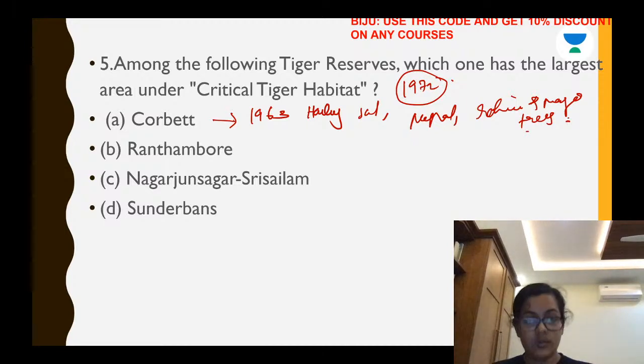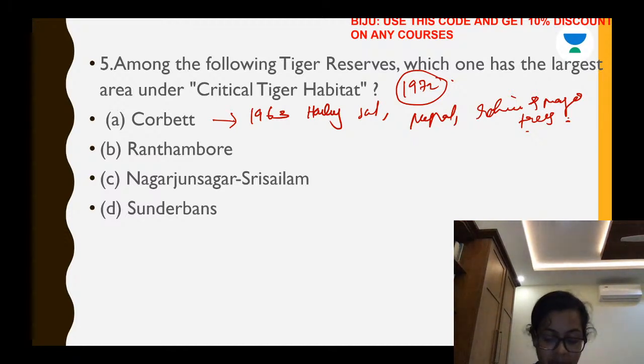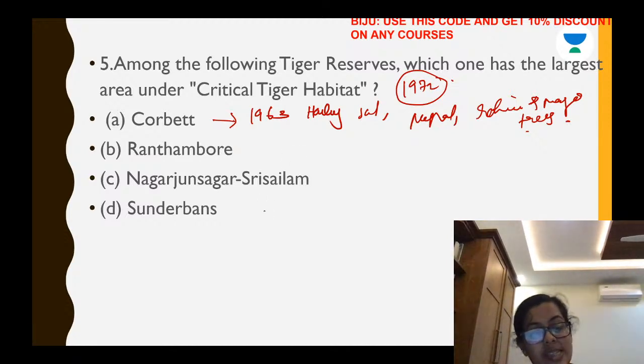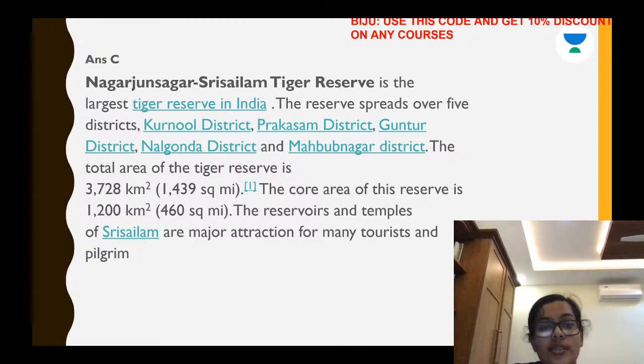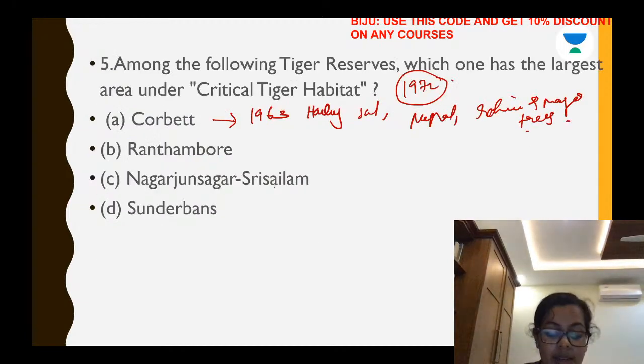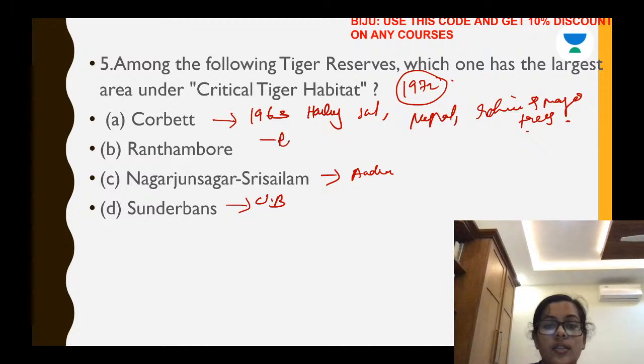What is Ranthambore? Where is Ranthambore National Park located? Ranthambore National Park is in Rajasthan. Where is Nagarjuna Sagar Srisailam? We already went through it. This is in Kurnool district, Guntur, Andhra Pradesh. Where is Sundarban National Park located? In which state? Sundarban is in West Bengal. So these are in Andhra, Rajasthan, and Uttarakhand.